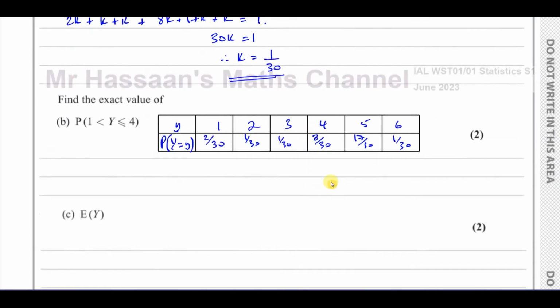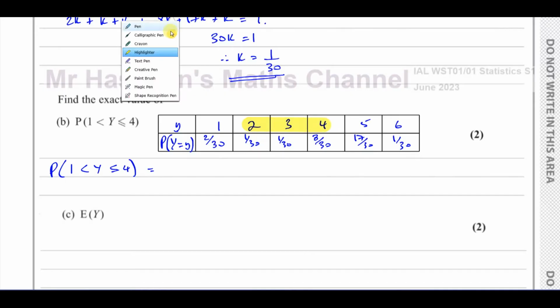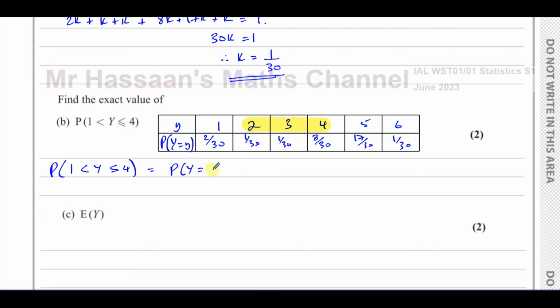Now we can start answering some questions. So for part B, it says find the probability that y is greater than 1 and less than or equal to 4. So for greater than 1, it's going to start from 2. So you're going to have 2, 3, and 4. So we want to find the probability that the random variable is equal to 2, plus the probability that it is equal to 3, plus the probability that it is equal to 4. Those would give us the answer.